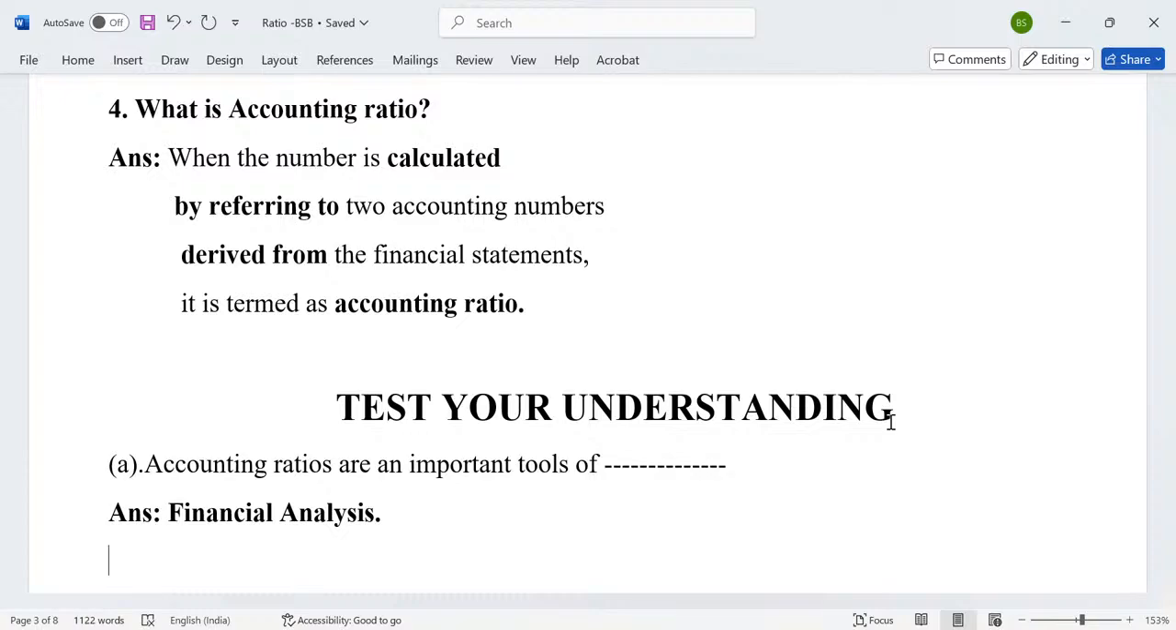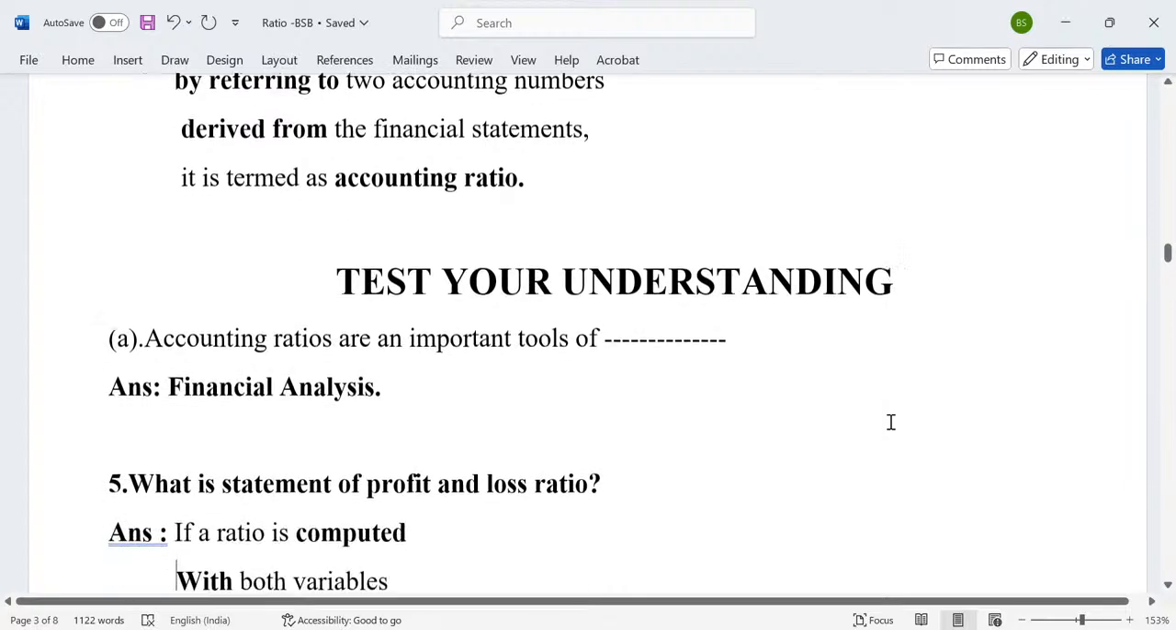So it means that you are taking two data from the financial statement and you are calculating one number. That ratio is called accounting ratio. When a number is calculated by referring to two accounting numbers derived from the financial statements, it is termed as accounting ratio.